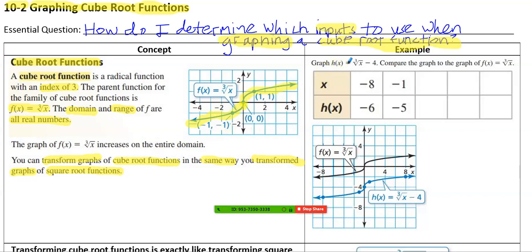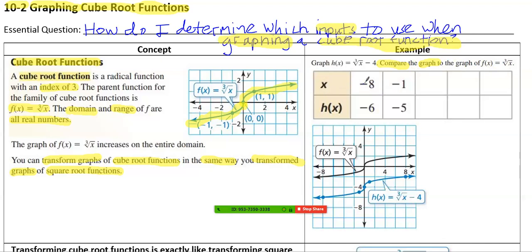Okay, graph h of x equals the cube root of x minus 4, and compare the graph to the graph of f, that's the parent function, isn't it? All right, here we go. Let's think about this essential question. They've already chosen two of the inputs here. They've chosen -8 and -1.